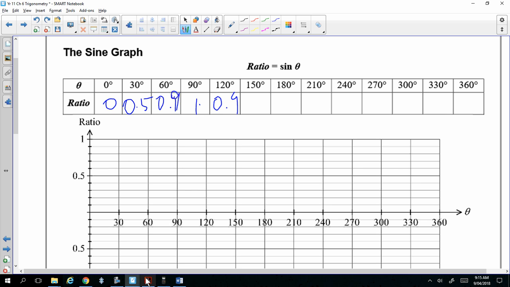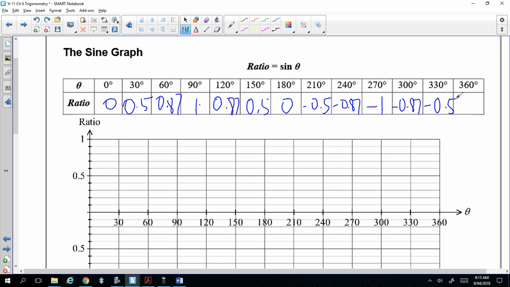Actually, maybe you can write it as 0.87, so slightly lower than 0.9. Okay, next one, 150. Sine 150 is 0.5, right? And you get 0 again. And then after that, you get negative 0.5. And then use your calculator, you get negative 0.87, negative 1, negative 0.87, negative 0.5, and then 0. Okay, so you just use your calculator.